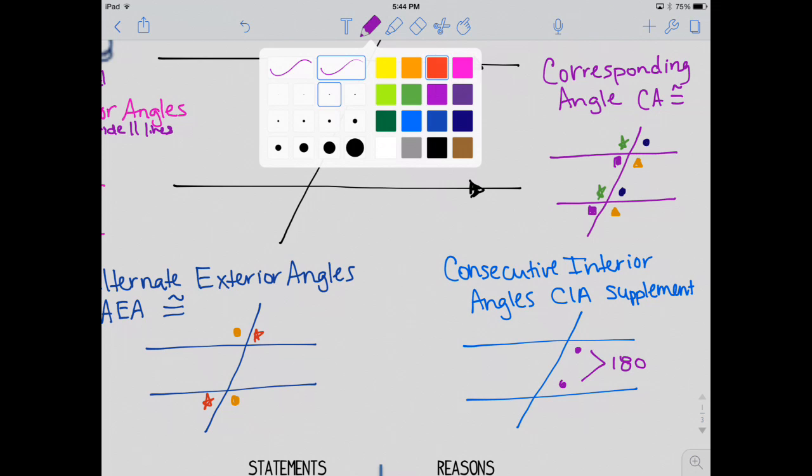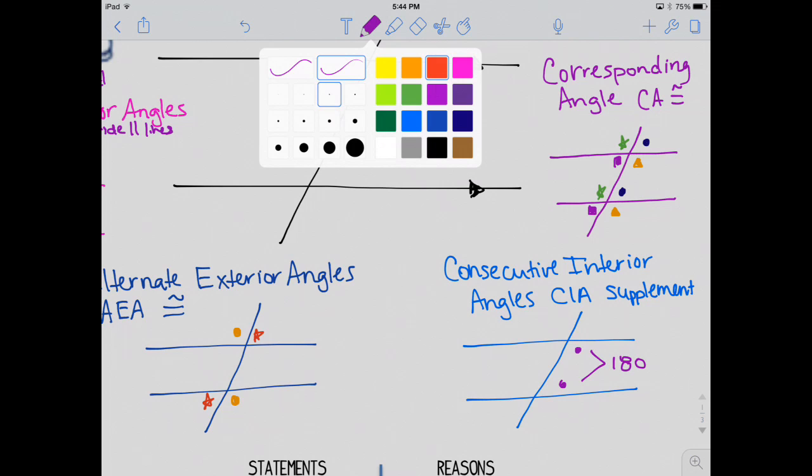Okay, so on this one we had to draw in the auxiliary line, which is just a line that we can draw in that helps us solve. So we drew in another parallel line, but remember we said we needed this whole angle, so we need to do the top and the bottom.